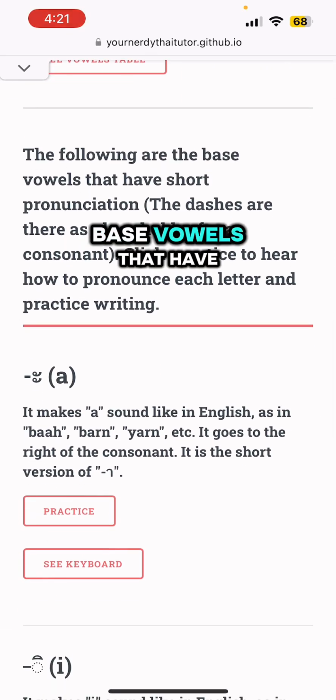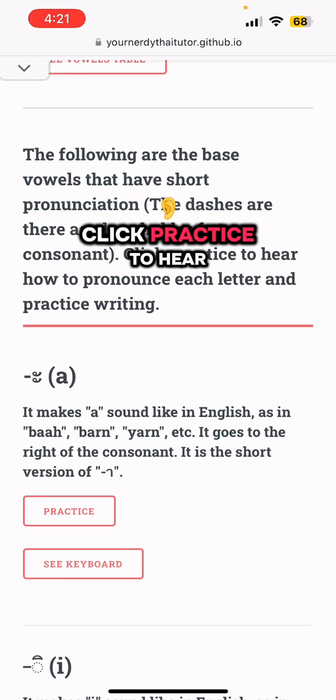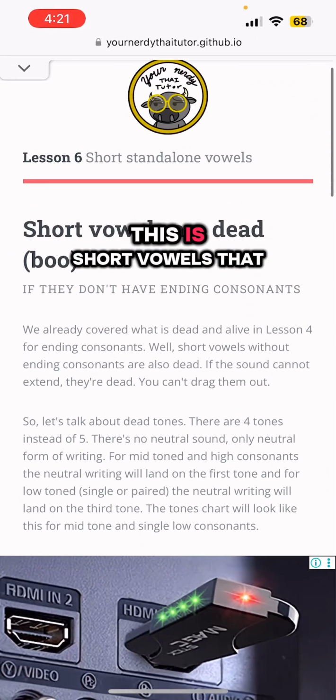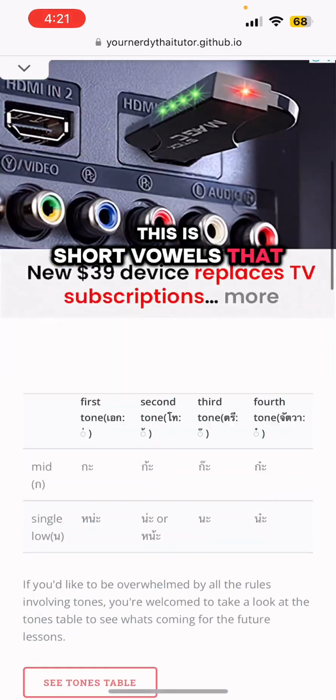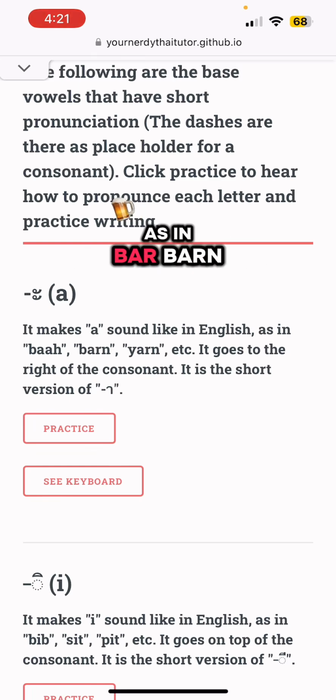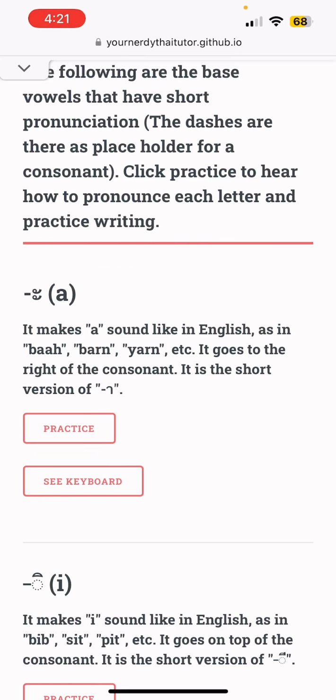The following are the base vowels that have short pronunciations. The dashes are there as a placeholder for a consonant. Click practice to hear how to pronounce each letter and practice writing. Right, this is short vowels that are dead. Okay, ah. It makes an ah sound like in English, as in barn, yarn. It goes on the right of the consonant, is the short version of ah. Okay. I really gotta pay attention to how long I drag this.